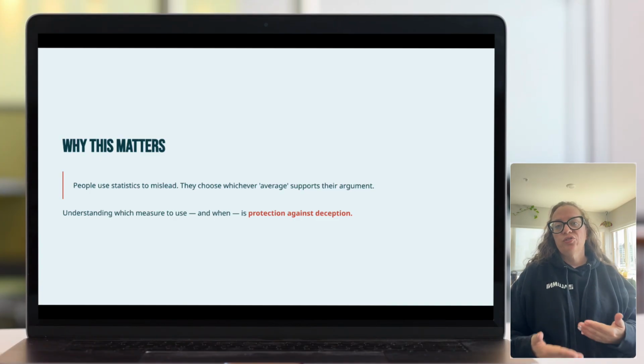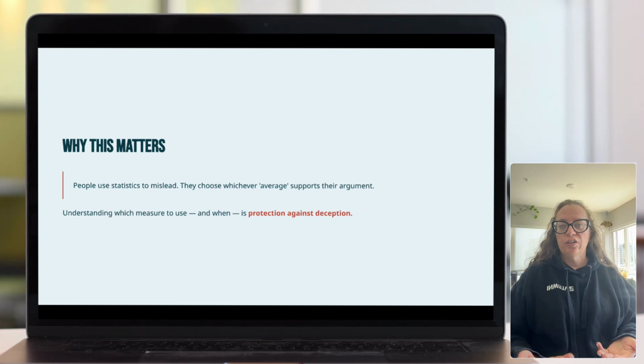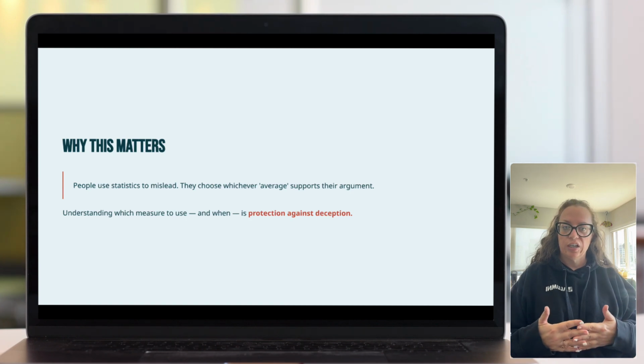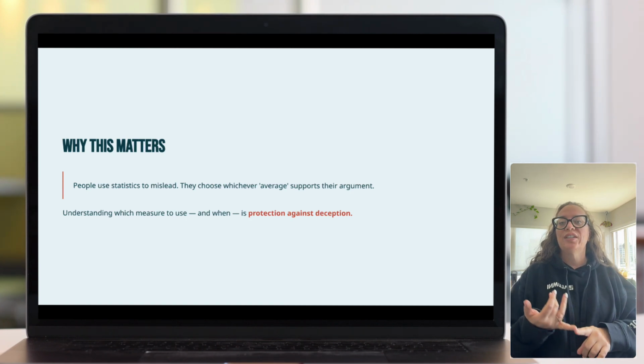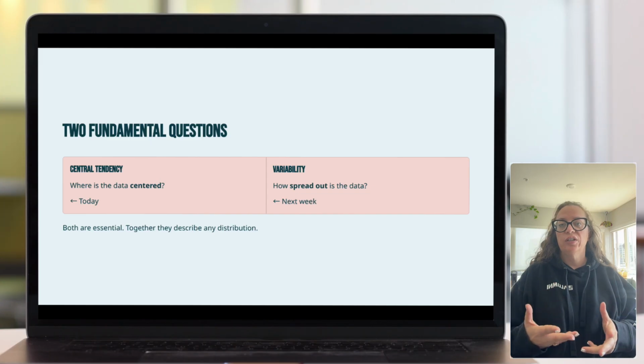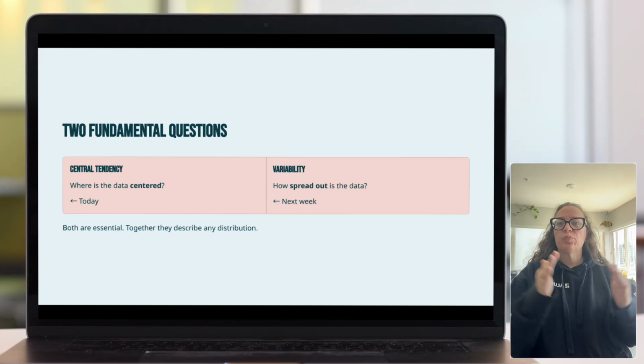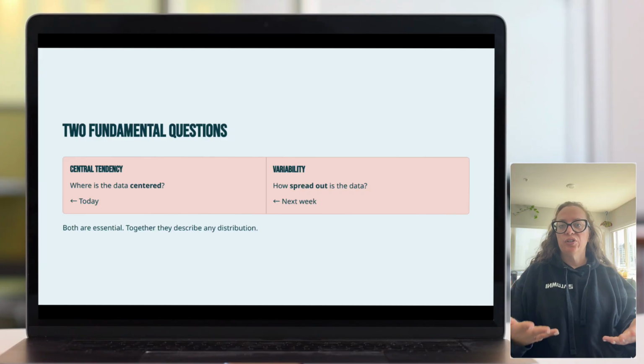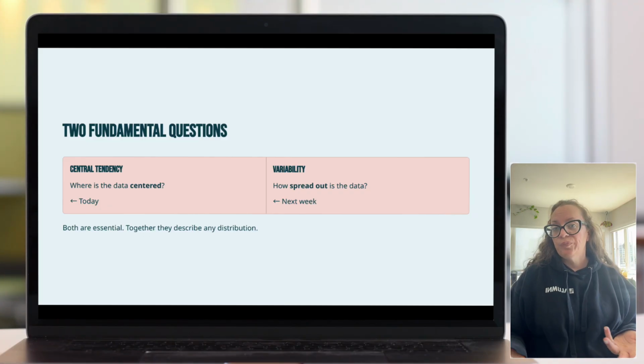Before we dive into central tendency, let me frame where we are in the course. When you have a distribution of data, there are two fundamental questions you need to answer. Question one, where is the data centered? What is the center of the data? This is central tendency, what we're covering today. Question two is how spread out is the data? That's variability, which we'll cover in the next topic. Both questions are essential. Central tendency alone gives you an incomplete picture, but you have to start somewhere, and the center is the natural place to begin.